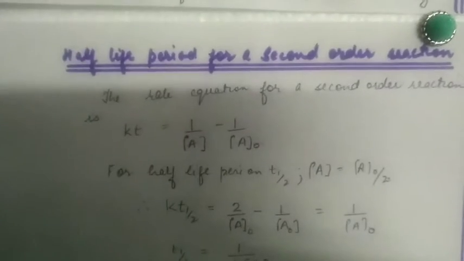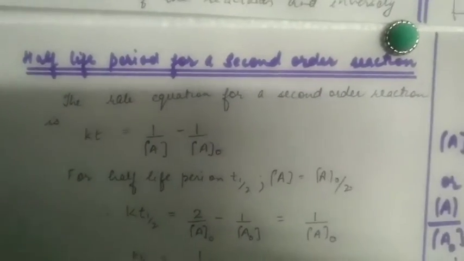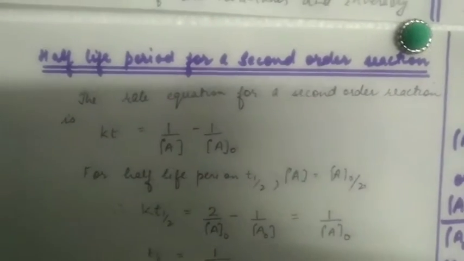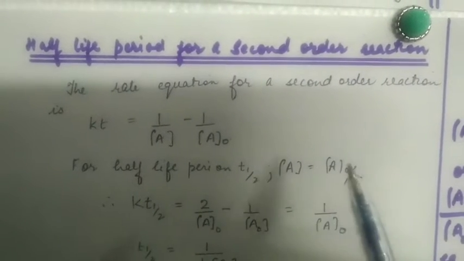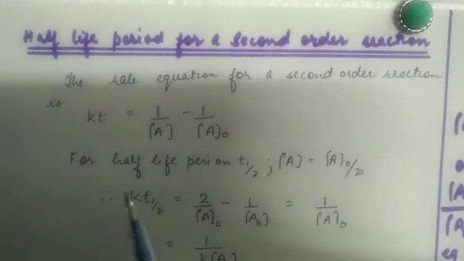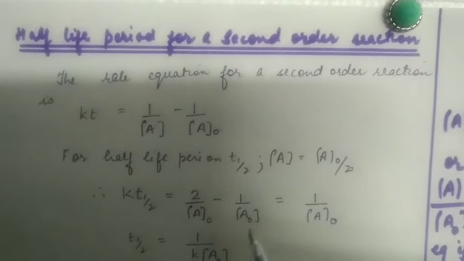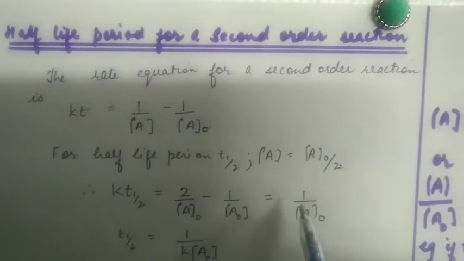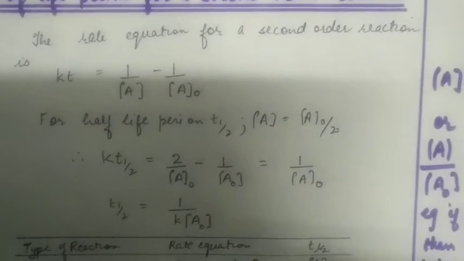Similarly, half-life period for second order reaction, the rate equation for second order reaction is Kt is equal to 1 upon A minus 1 upon A naught. So for half-life period T half, A is A naught upon 2. So putting A naught upon 2 over here, we get Kt half is equal to 2 upon A naught minus 1 upon A naught. So 2 minus 1 is 1. So 1 upon A naught. So T half will be 1 upon K into A naught.